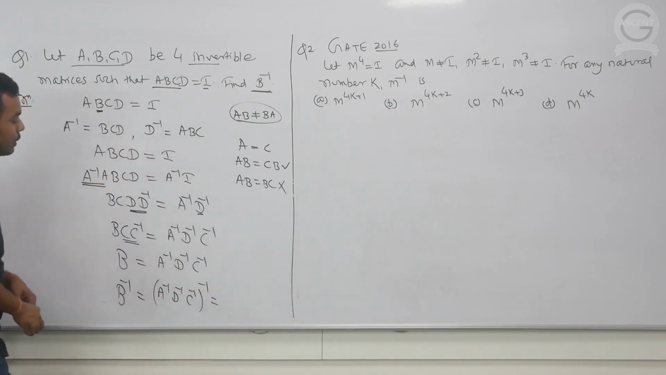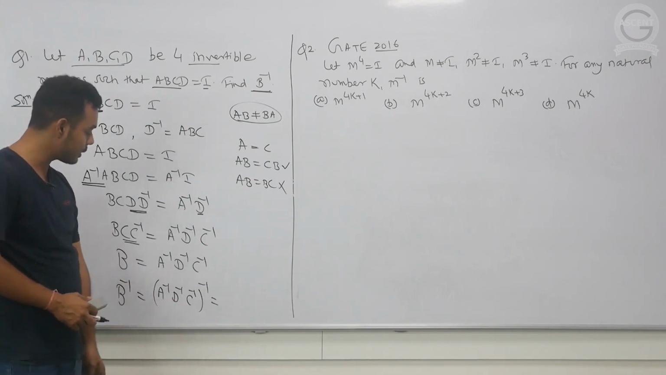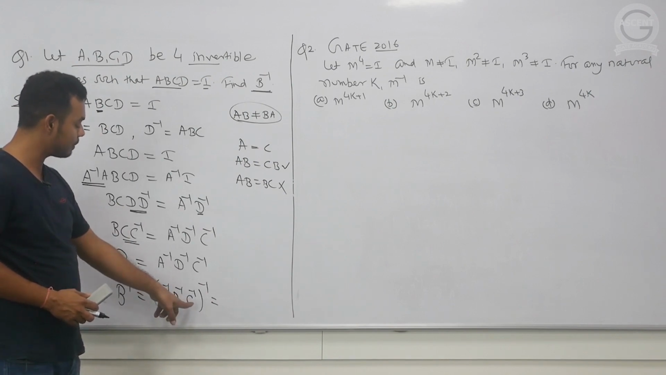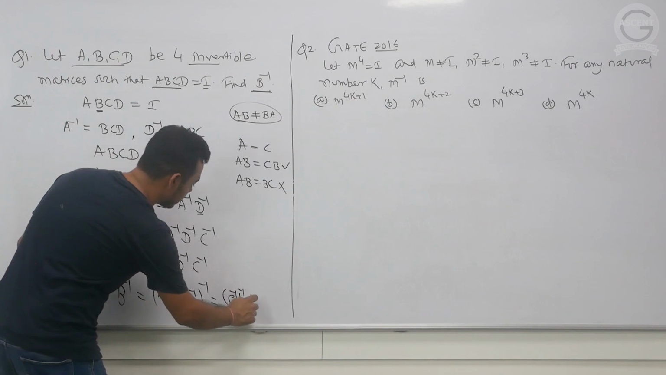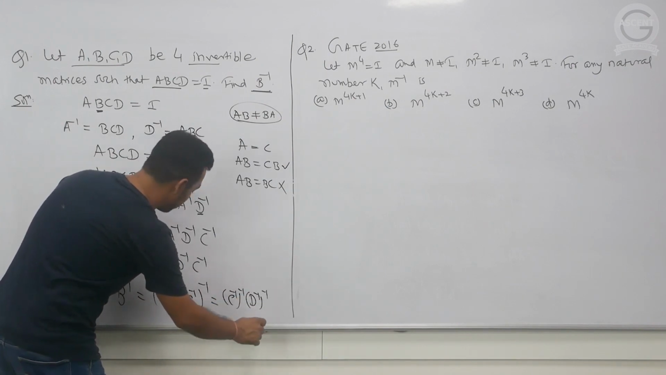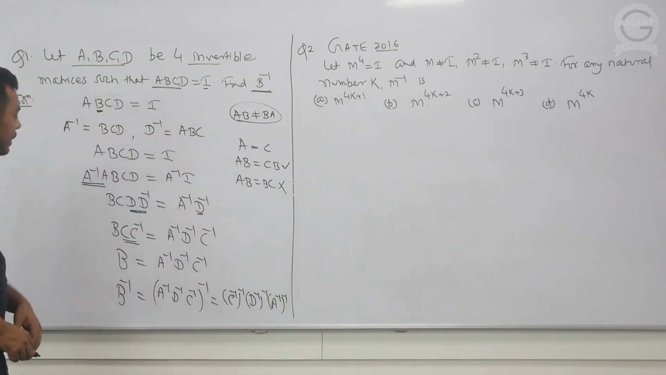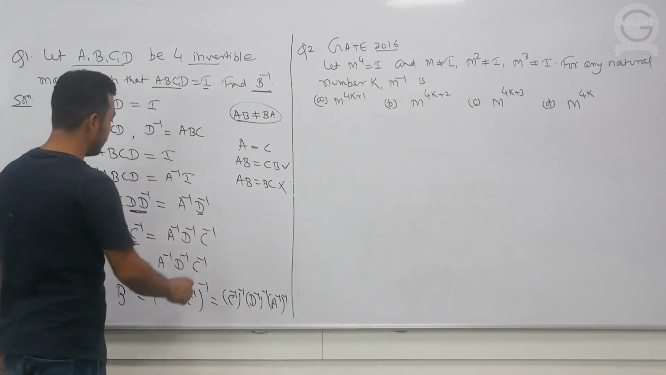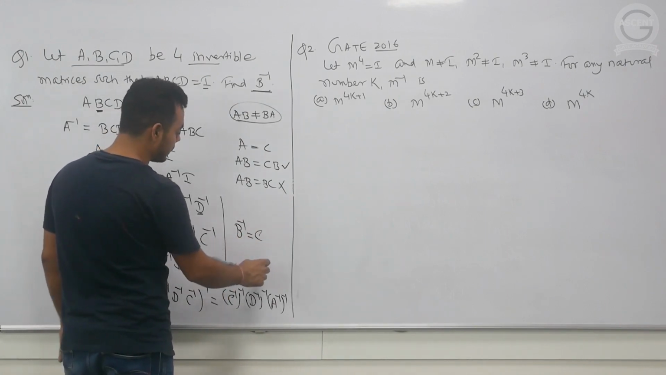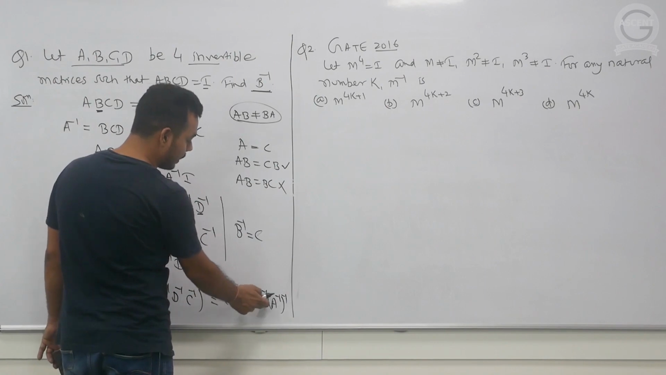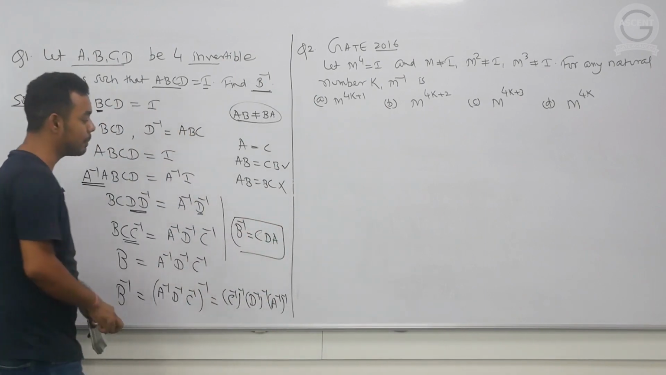Now we know that in case of matrix multiplication we have to use the reversal law for inverse. So now we have to write in reverse order: inverse of C inverse, then inverse of D inverse, then inverse of A inverse. Now if you take inverse of a matrix twice, then you will get the same matrix. So this means inverse of matrix B will become C, then inverse of D twice, so you will get D, then A. So this is the inverse of matrix B.